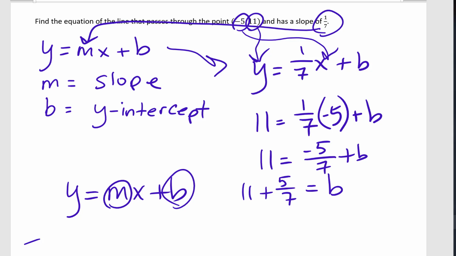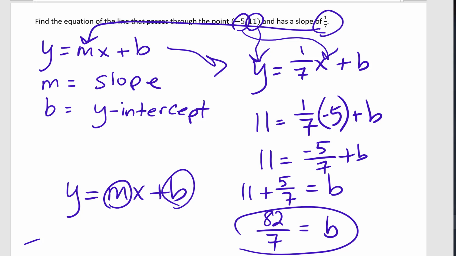And 11 is 77/7. So 77 plus 5 is going to be 82/7 for b. And so we're done. We have our m, we have our b. So the equation of the line is y equals mx plus b.